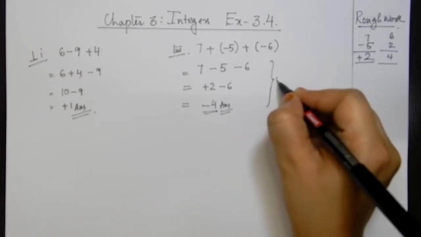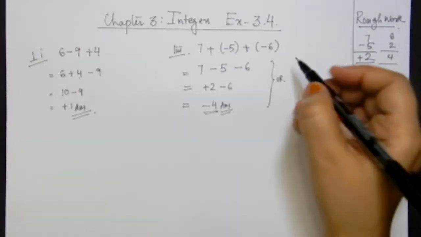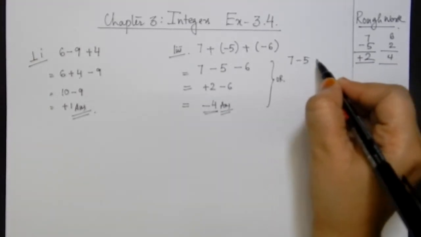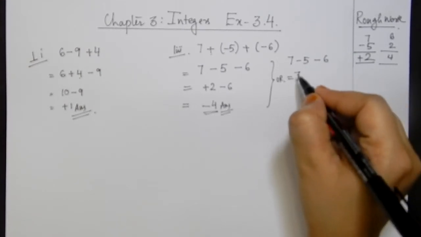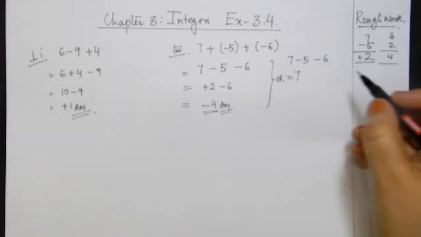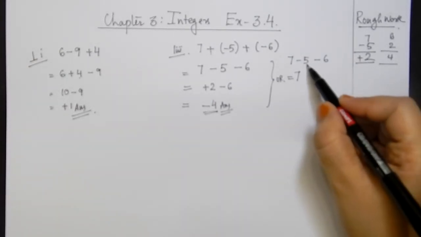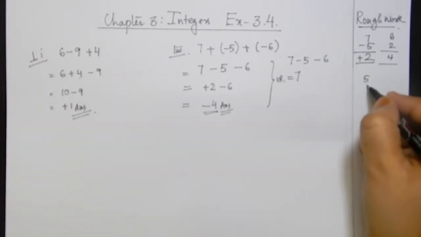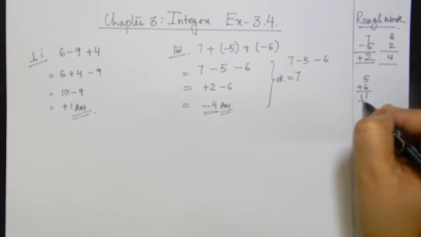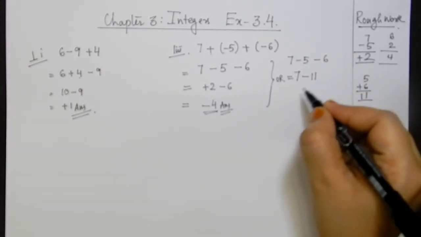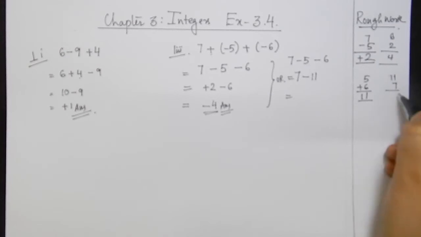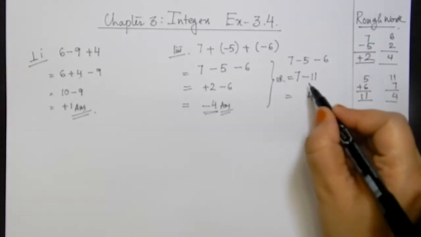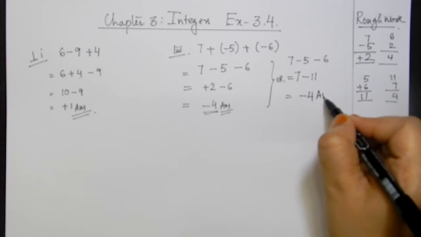Here is an or over here. Another method. You got 7 minus 5 minus 6. What you can do is you can add all the negative numbers together. We have only one positive number, so we write it. What are the negative numbers we have? 5 and 6. So you add 5 and 6. 5 and 6 is 11. So that is minus 11. And what is 7 minus 11? You have to subtract. So 11 minus 7 is 4. And the greater number is negative. So the answer is negative.